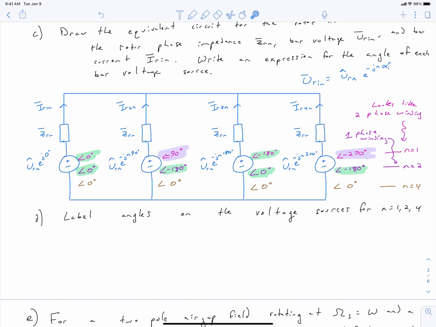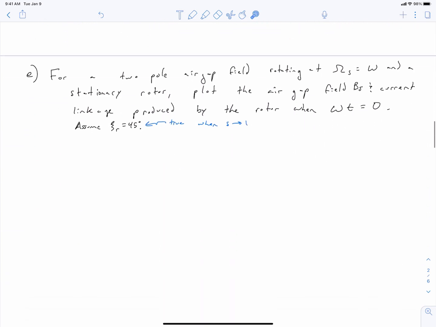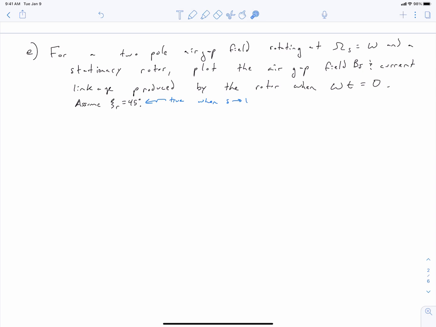Okay, continuing to develop on this example rotor. Now, what I want you to do is take a two pole pair air gap field that's rotating at the speed omega s, and assume that you have a stationary rotor. Plot the air gap field B delta and the current linkage produced by the rotor when omega t is equal to 0. And assume that zeta r is equal to 45 degrees.